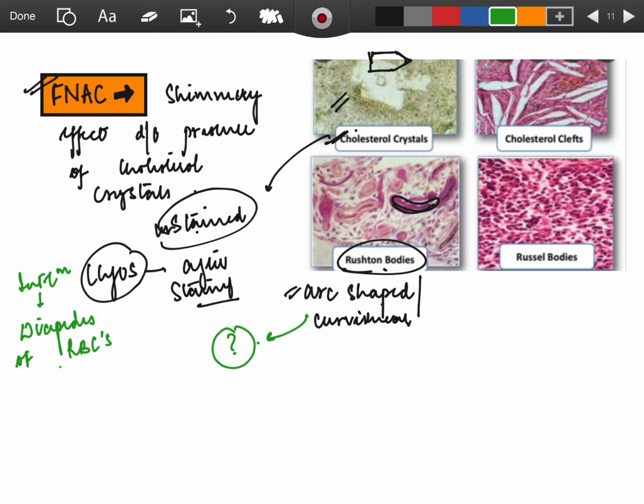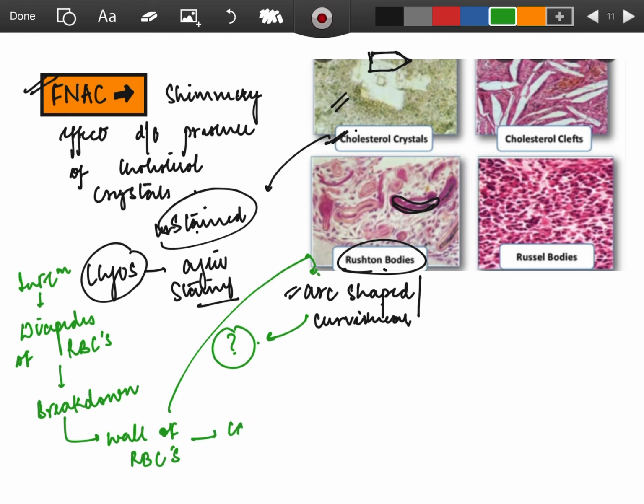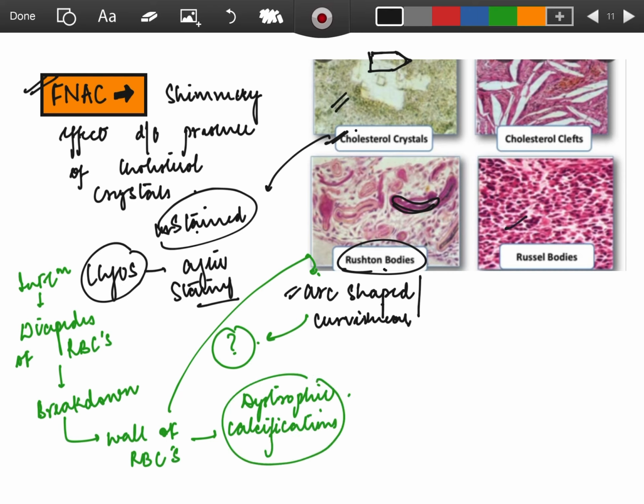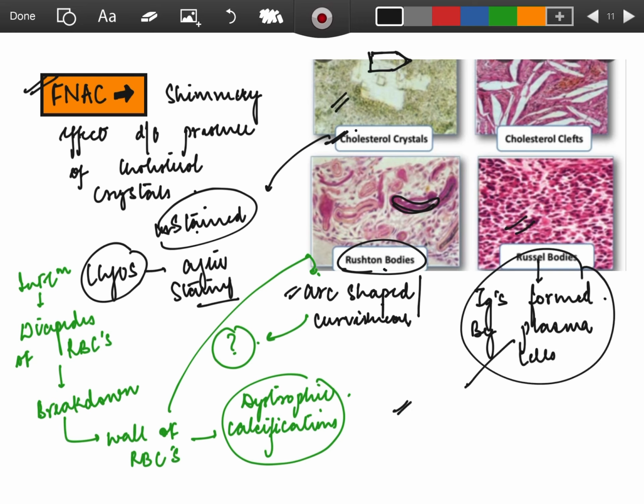So what is the pathophysiology of the Rushton bodies? We know that with inflammation in the radicular cyst, there occurs diapedesis of RBCs. The RBCs start to break down. The walls of the RBCs are called Rushton bodies, and dystrophic calcification may occur in these walls of RBCs. And another one, Russell bodies, are different from the Rushton bodies. These are immunoglobulins formed by the plasma cells. Plasma cells are also seen in the radicular cyst, having the cartwheel appearance of the nucleus and the eccentric presence of the nucleus.